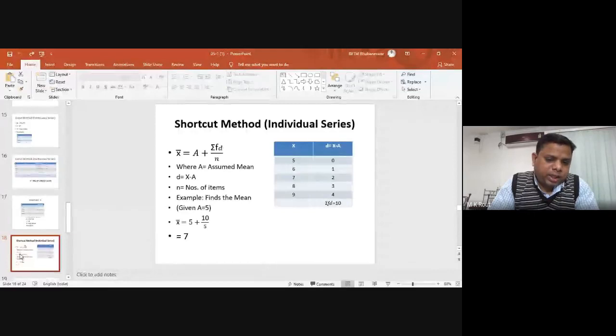So by putting this value in the formula, x bar equals, here your a is given, that is 5, and summation of fd is equal to 10, and number of observations is 5, so if you calculate this one, that equals 7. Just note down immediately.